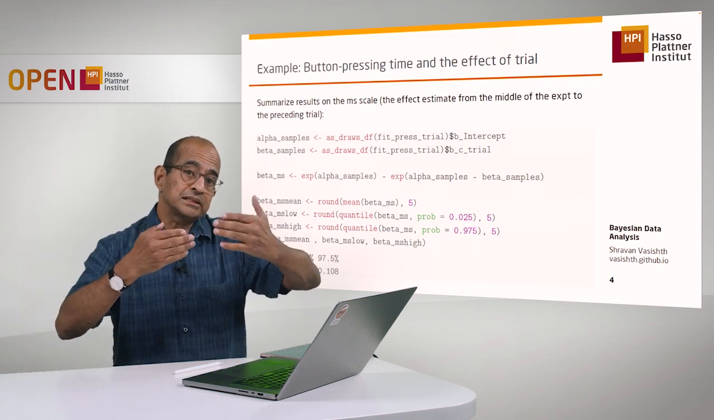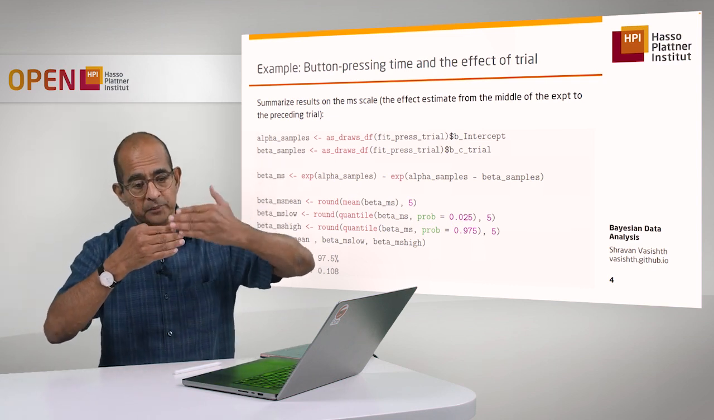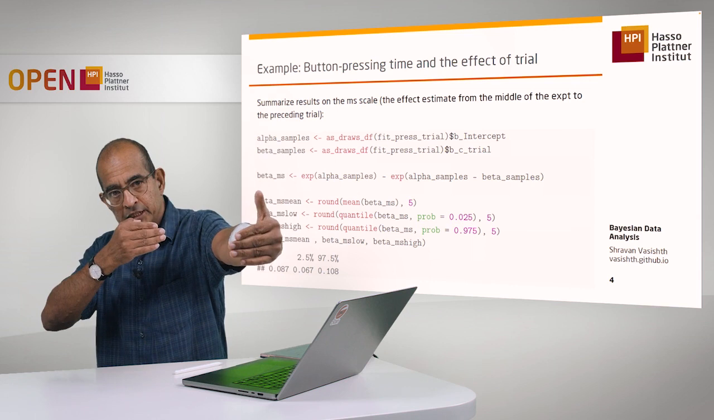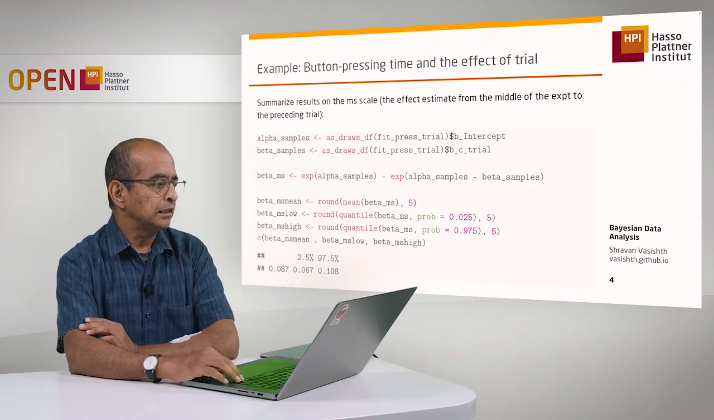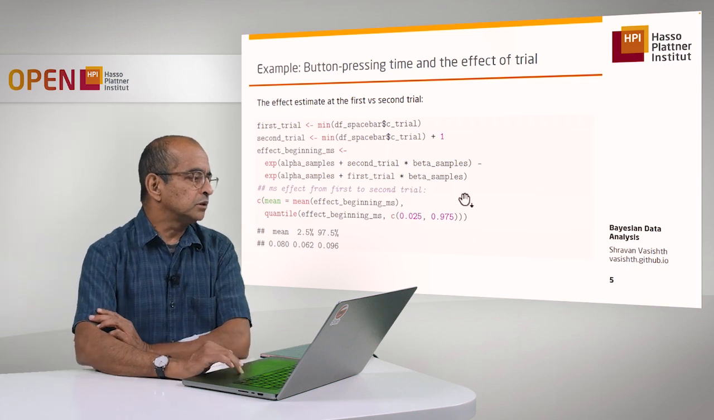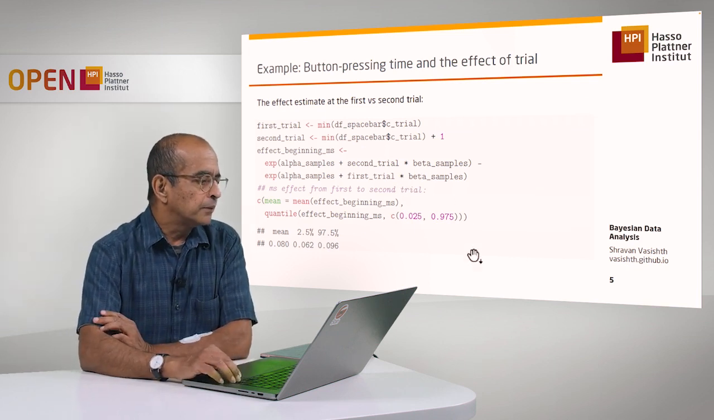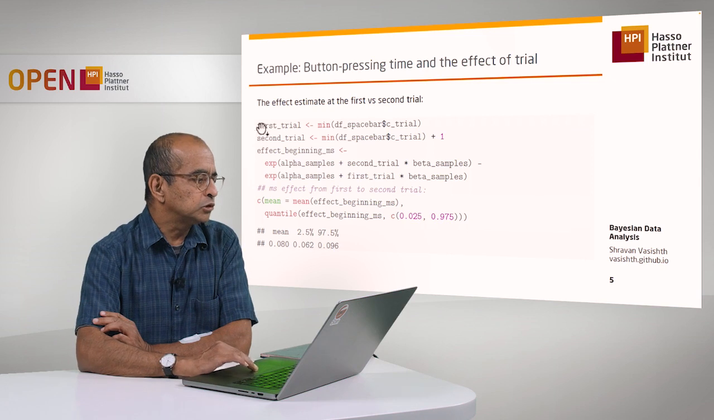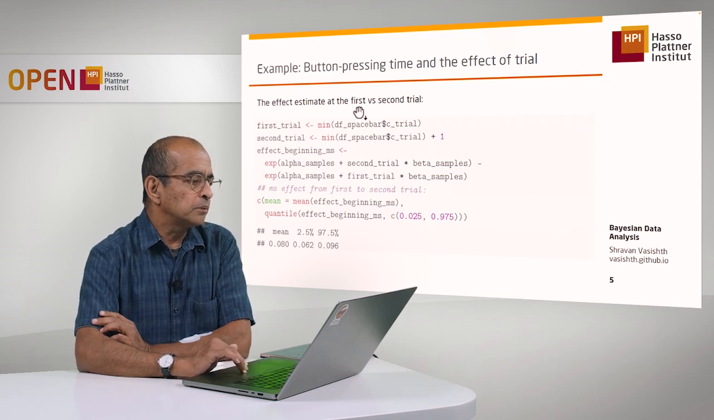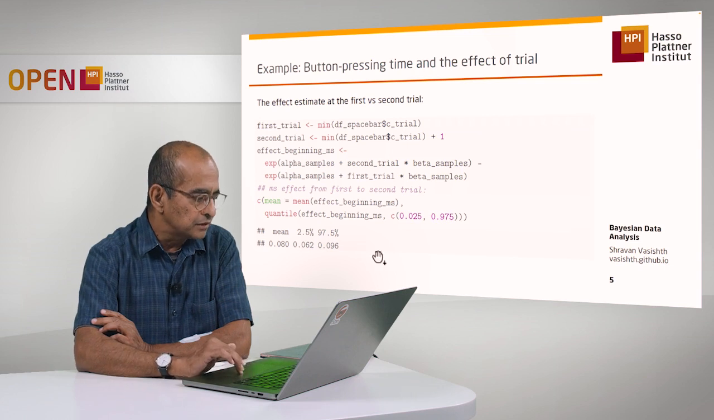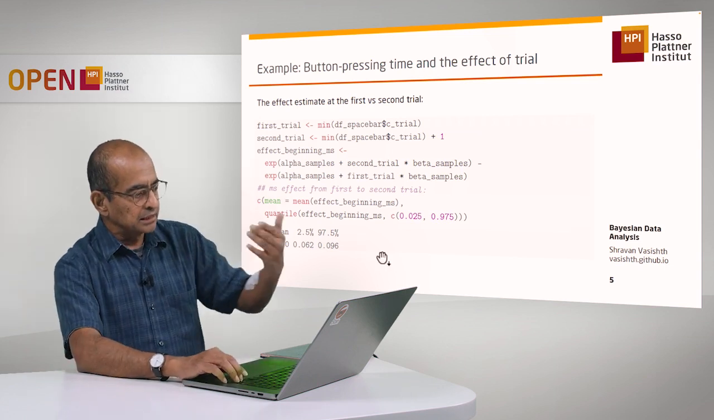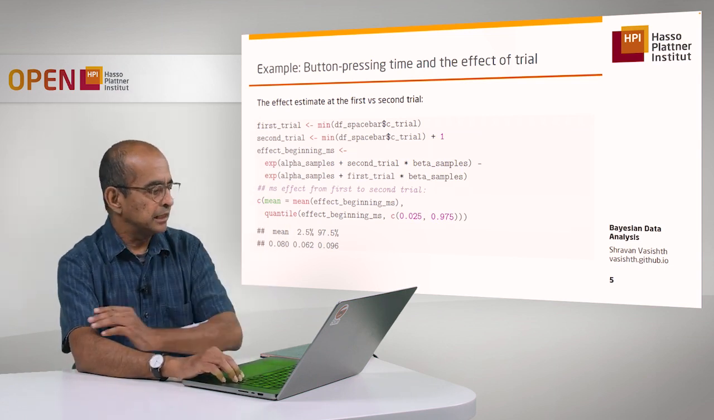So you could ask a question like, what would happen if I go from the middle of the experiment to 100 trials down the road? How much of a slowdown would I expect now? You can also compute that. So what I've done here is to show you another example. If you want to compute the difference between the first and the second trial, you can extract the information for the first and second trial, and this gives you the estimate of the change in the reaction time between the first and the second trial.